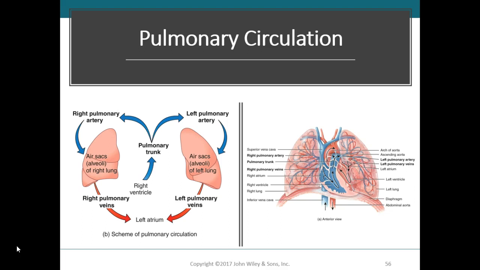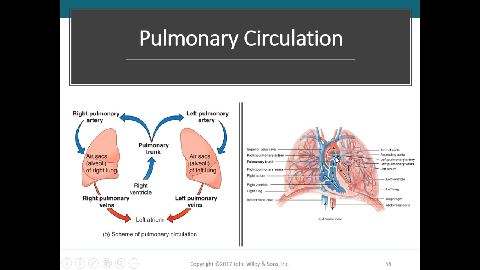The pulmonary circulation carries deoxygenated blood from the right ventricle to the air sacs, or the alveoli, in the lungs, and returns oxygenated blood from those air sacs out to the left atrium. So remember, the lungs are the only place we breathe oxygen in, right? So that's where we've got to send that blood to pick up oxygen. The pulmonary trunk emerges from the right ventricle, okay? So here you can see the pulmonary trunk. There's the right ventricle. There's the pulmonary trunk.